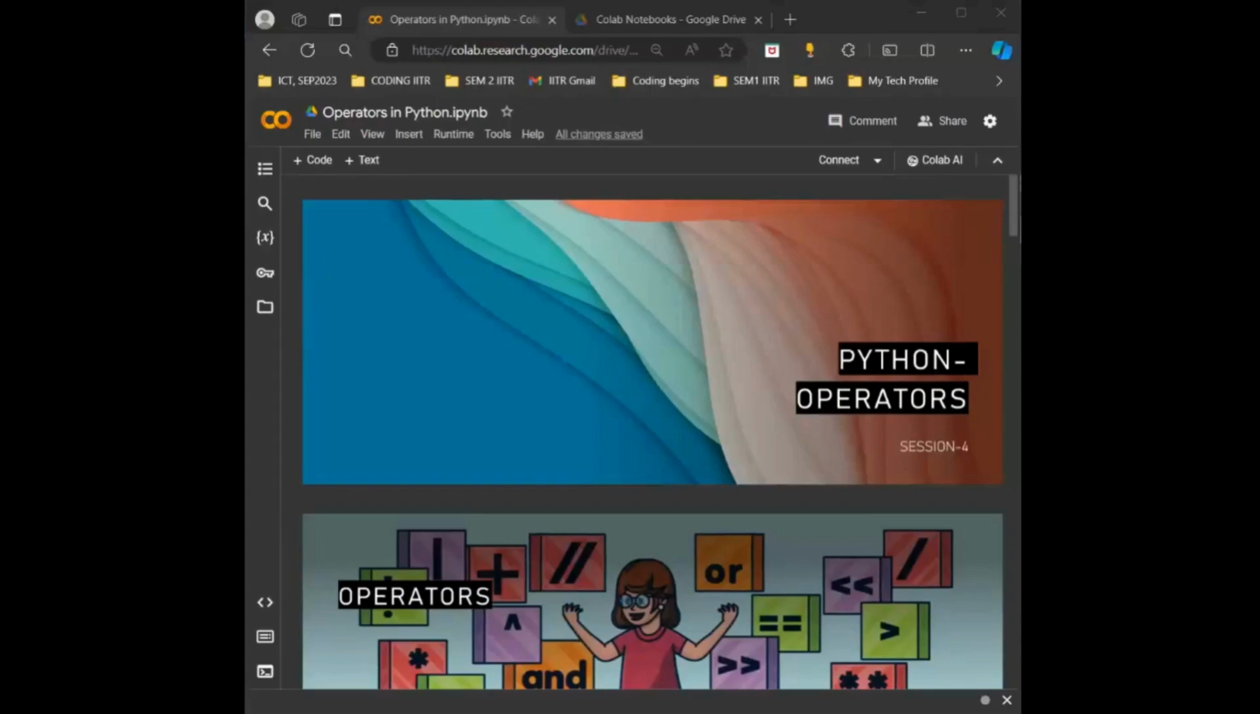This is my session 4 on Python. Today, I will be educating you on Python operators. But before we begin with today's session, let us understand the basic meaning of the word operator.